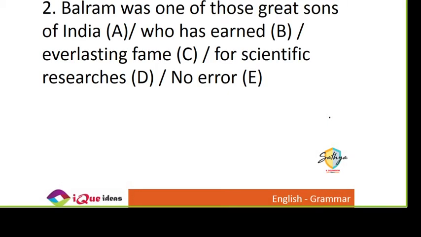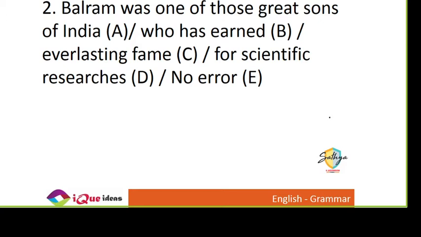Next one. Balram was one of those great sons of India who has earned everlasting fame for scientific researches. So where is the error and what correction needs to be made? Very few of you are getting the correction part right. Some of you are able to tell me the wrong part. But what is the correction required? That is a problematic area.